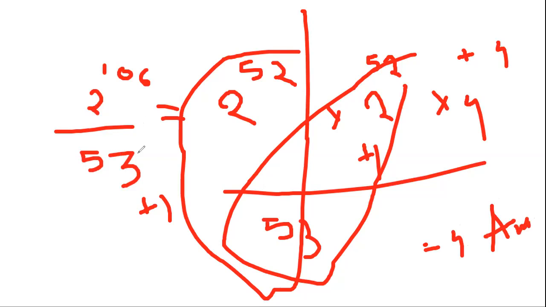2 to the power 106 upon 53. So whenever you get a prime number in your denominator, think that if you can apply Fermat's theorem in it or not. So it is 2 to the power 52 multiplied by 2 to the power 52, which is 2 to the power 104, and you are left with 2 square, right? So which is 2 to the power 106 divided by 53. So this is Fermat's theorem, where this is a prime number, this is p minus 1, and this 2 and 53 both are co-prime. So this will give you 1, this will give you 1, and the remainder is plus 4. So answer is 4. Any doubt about that? No?